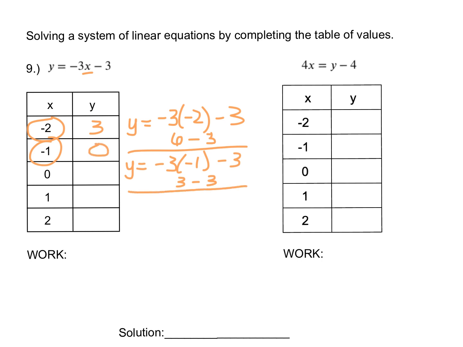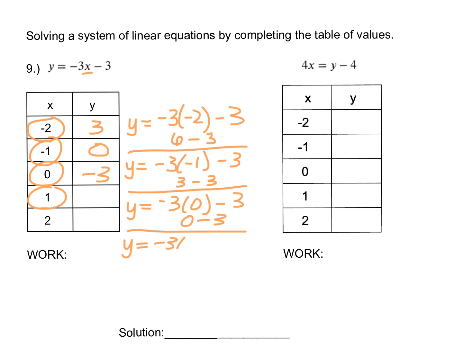Okay, now I'm going to sub in a 0 where I saw x. So -3 times 0 minus 3. Well, -3 times 0 is 0, and 0 minus 3 is -3. Okay, now we're going to substitute in the 1. -3 times 1 minus 3. So -3 times 1 is -3. And -3 minus 3, that's -6.